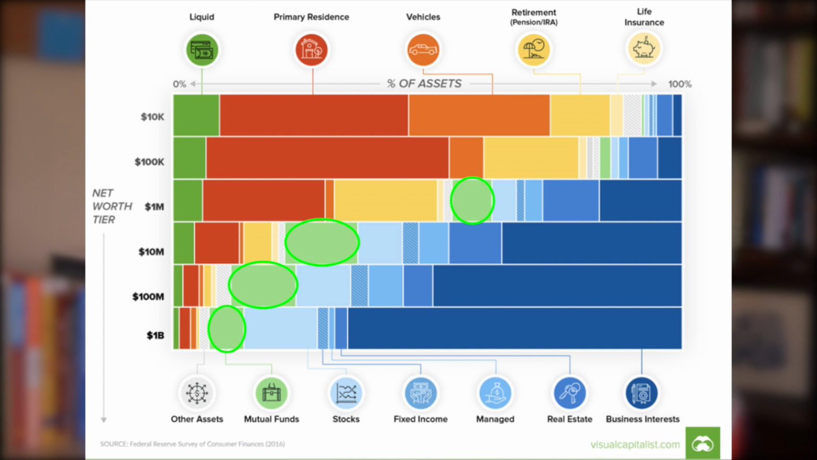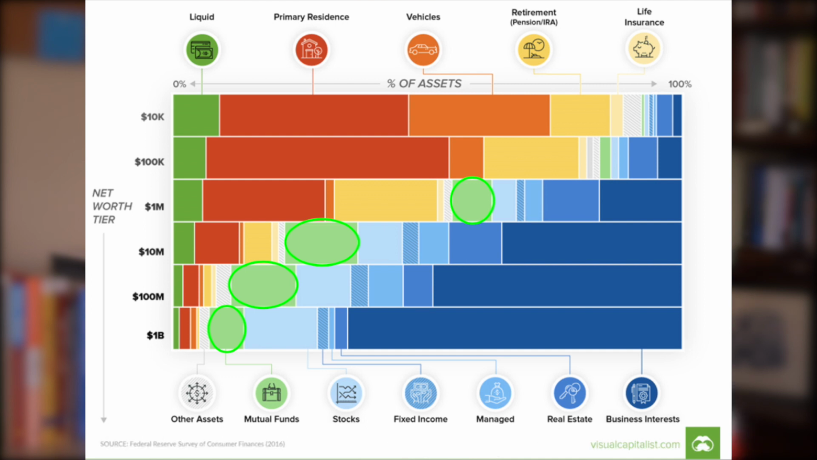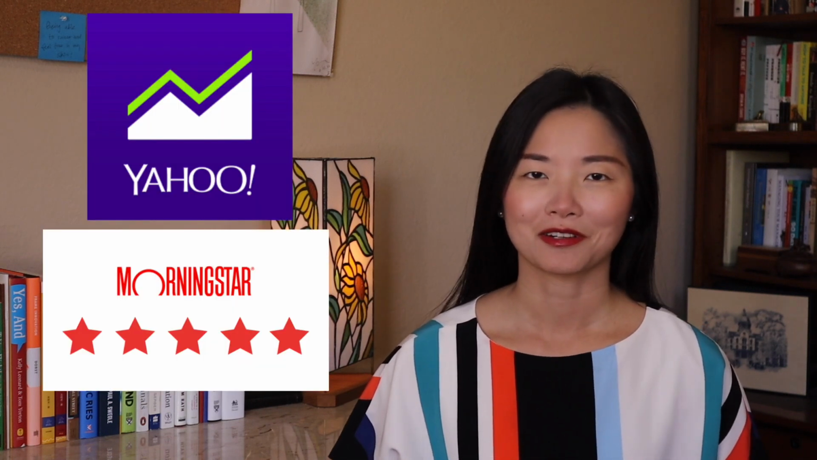For background information, mutual funds usually are a mix of stocks, bonds, and short-term debt. And you need to read about what the fund invests in and its investment strategy before investing. Yahoo Finance and Morningstar are good places to start. And if you want to dig deeper, you can study the shareholders' reports.